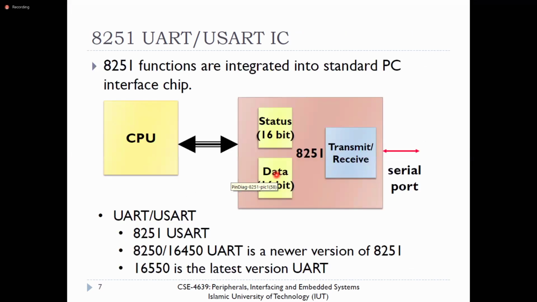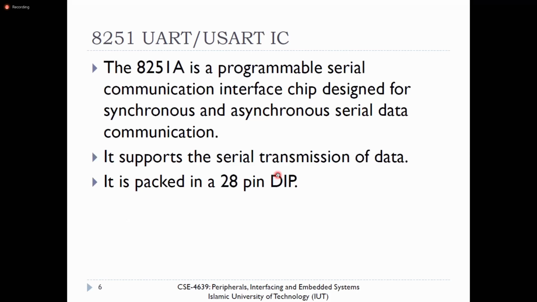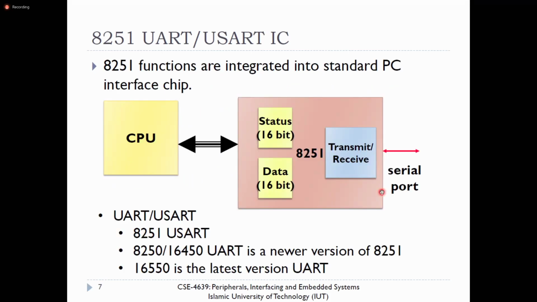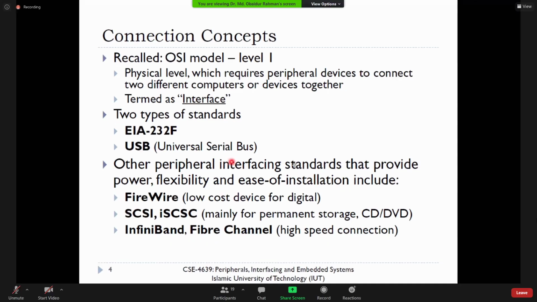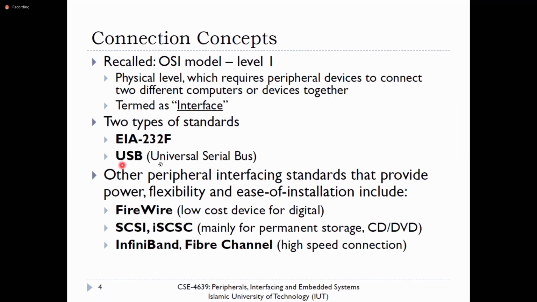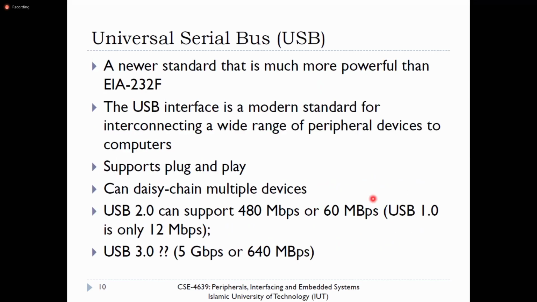8251 is an interface which resides within the printed circuit board, but it connects with the outer world through the serial port. The serial port is EIA232. We say this is a serial port or communication port. Now I'll talk about the USB. This is solely an external interface. This is a newer standard that is more powerful than EIA232.